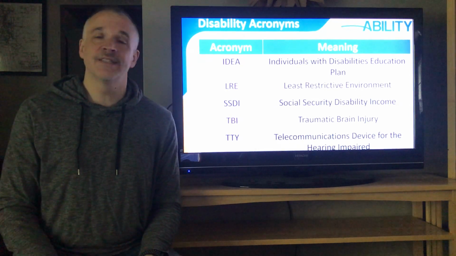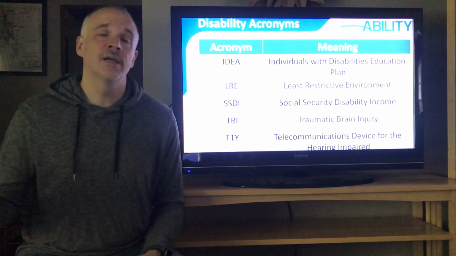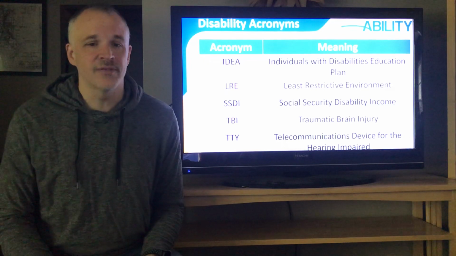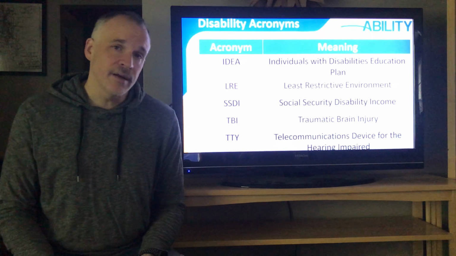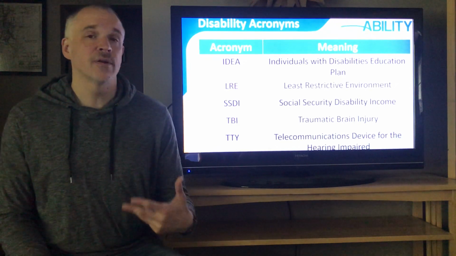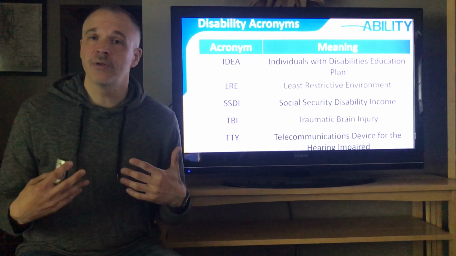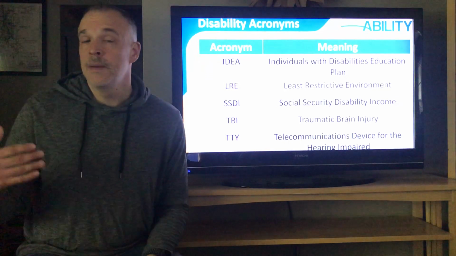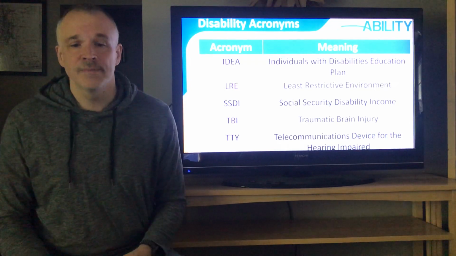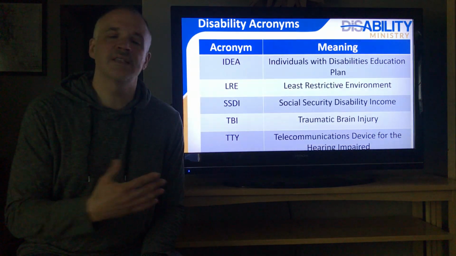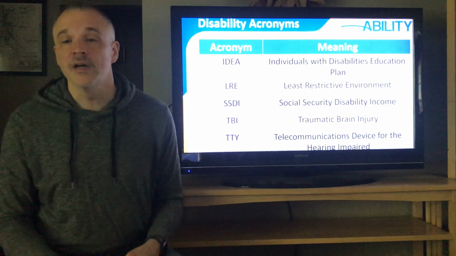SSDI, Social Security Disability Income. So if an individual has a disability, they receive income for that through Social Security. It's very similar to SSI, but this is disability income. TBI is another term that you'll probably hear thrown around quite a bit. It stands for traumatic brain injury. A lot of developmental disabilities and intellectual disabilities may be the result of a traumatic brain injury. TTY is an abbreviation for any type of telecommunications device for the hearing impaired, and there are several of those.